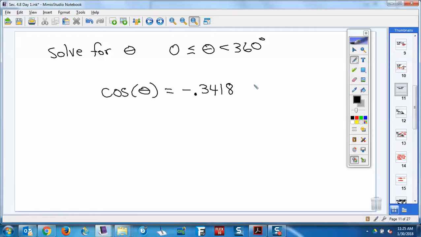Okay, now use your calculator. So here's where you go second. I think that was your question earlier, right? When do you use second inverse cosine or sine? So now you go second cosine, or inverse cosine, of negative 0.3418. And what does it give you?